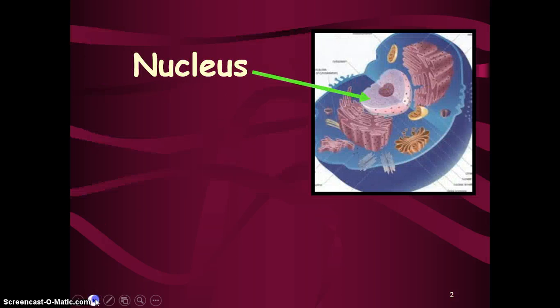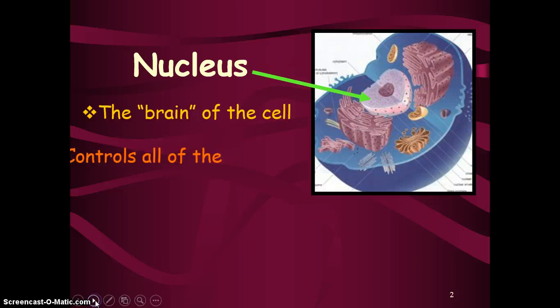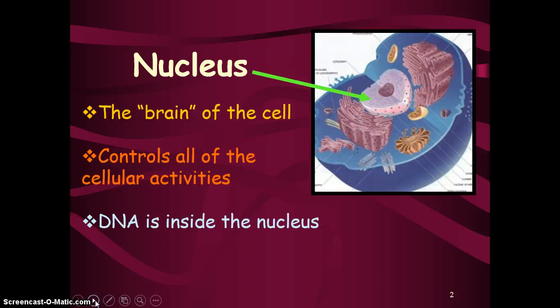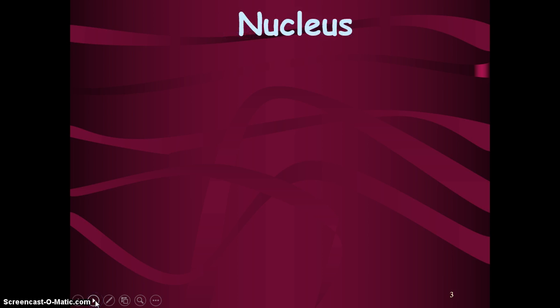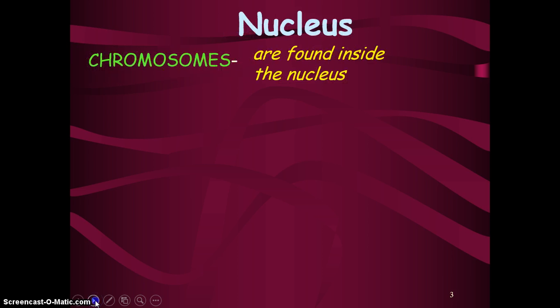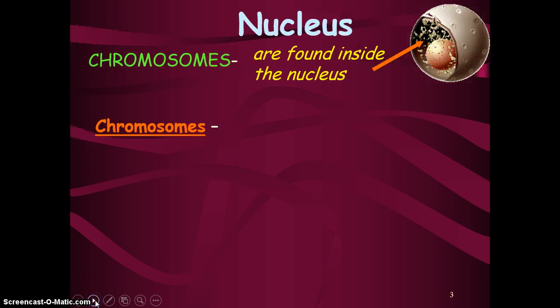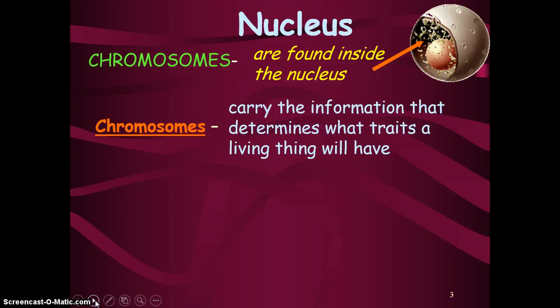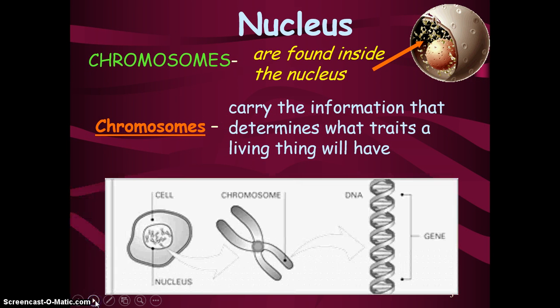So let's take a look a little bit more specifically at the various organelles. The nucleus, of course, you know, is the control center or the brain of the cell, and it controls all the cellular activities, and it houses the DNA, and the DNA is the deoxyribonucleic acid, and that's what makes up the genes that make you up and code for your characteristics and your traits. The nucleus has chromosomes in it. The chromosomes carry information to determine what traits a living thing will have.